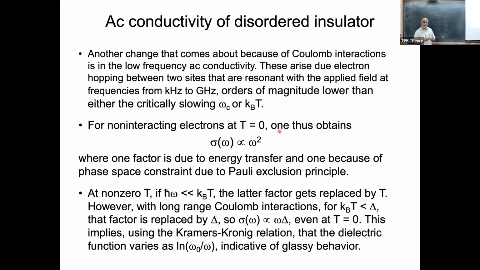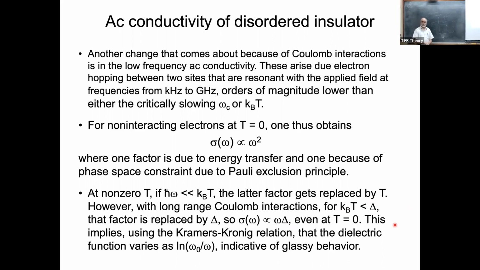However, if you have long-range Coulomb interactions, then in fact, kT is not the energy scale over which you have to do the integration to get the answer, but it turns out to be the Coulomb gap, delta. This is non-zero at zero temperature. So now you get sigma of omega goes like omega times delta. And then there are some log factors which I'm shoving under the rug because they make some detailed effects, but basically it's omega delta. All right.